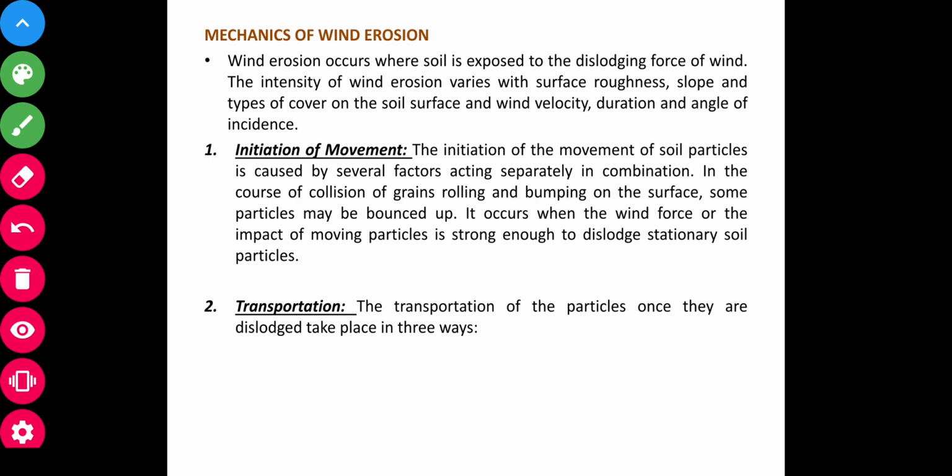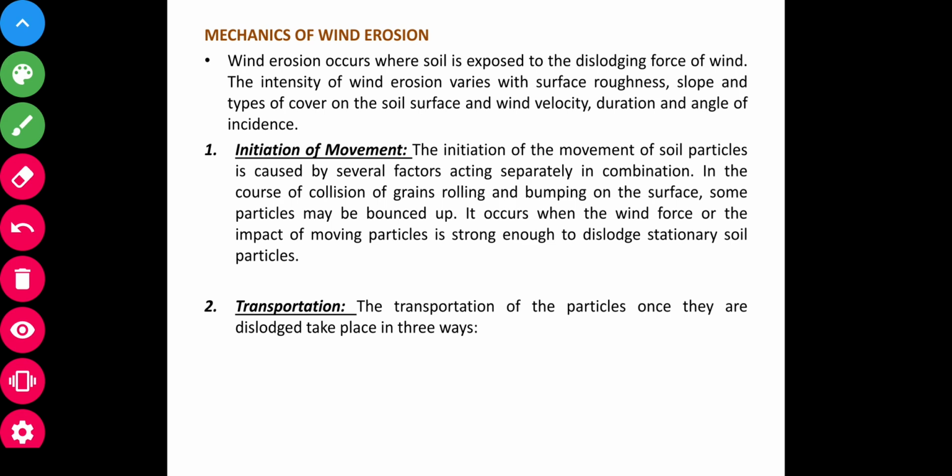Now shortly, the mechanics of wind erosion is completed in three different phases. The first one is the initiation of movement, that is, the soil particle gets detached, separated or dislodged from its parent material or from its origin place, and such a detachment is termed as the initiation of movement. Once the particle gets detached from its place, the movement of the particle gets started.